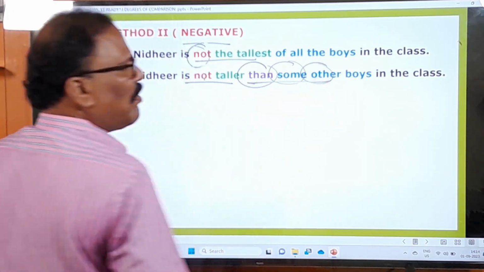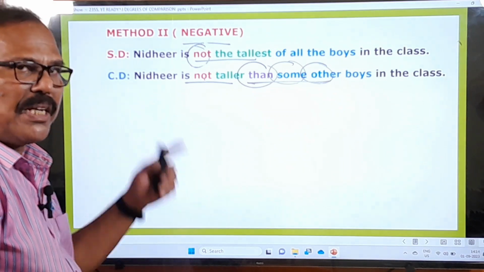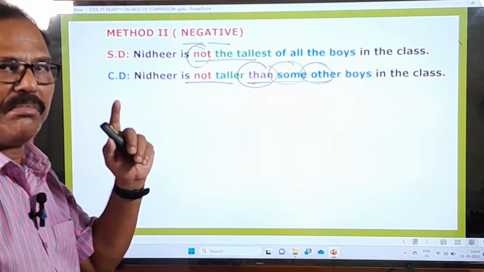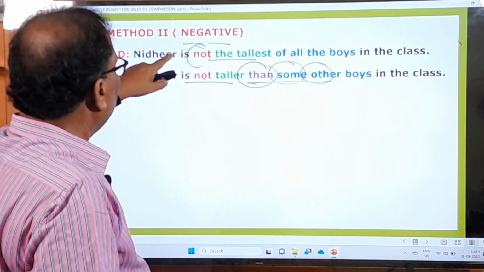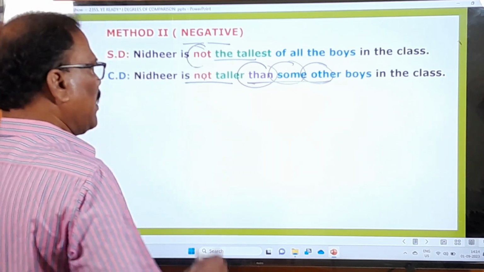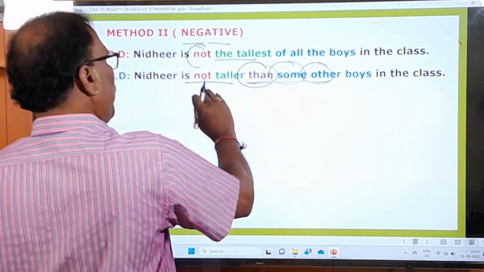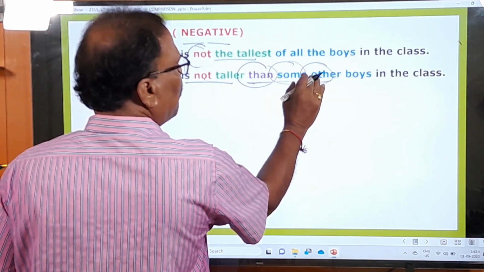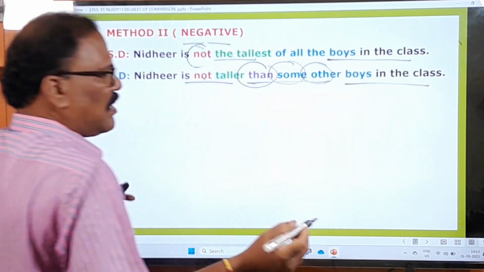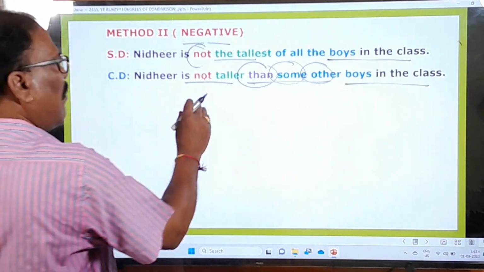These three things you have to use. In that method you use "than any other", or "than all other". But here when the sentence is in the negative, when you change it into comparative, you have to use "than some other". Afterwards, boys in the class, boys in the class. What is the meaning of this?